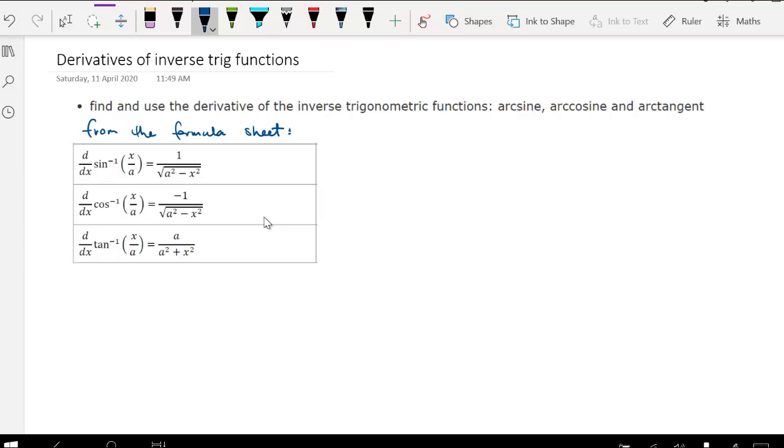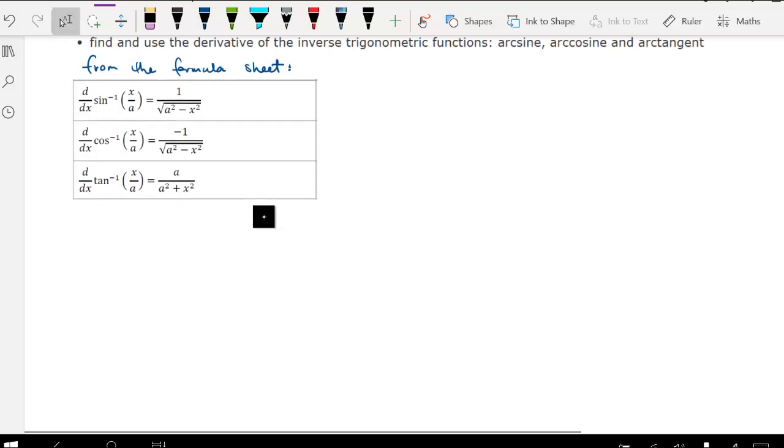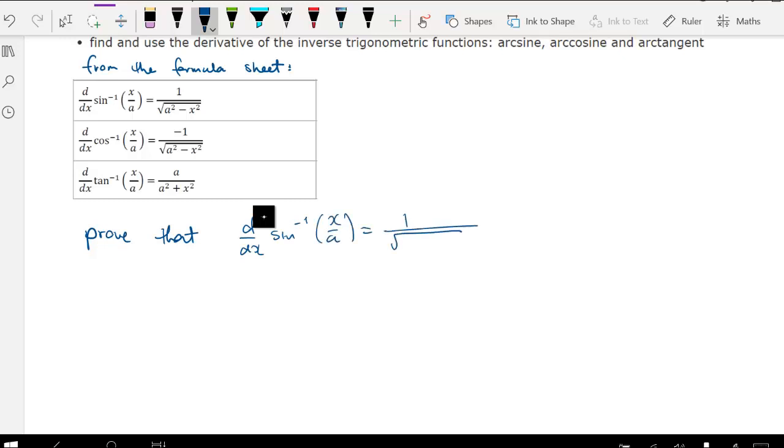Essentially, in this lesson, I'm going to prove those rules for you so you can see exactly where they come from, using inverse trig functions and utilizing Pythagorean identities. And in a follow-up lesson, we'll look at using these to find derivatives of different functions. So we will start with proving that the derivative of arc sine x on a is equal to 1 on the square root of a squared take x squared.